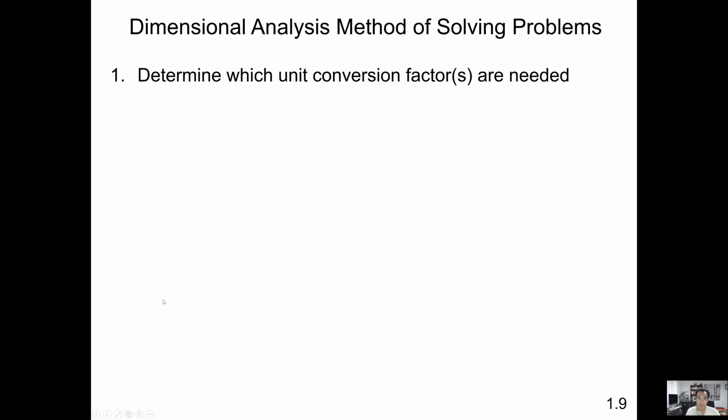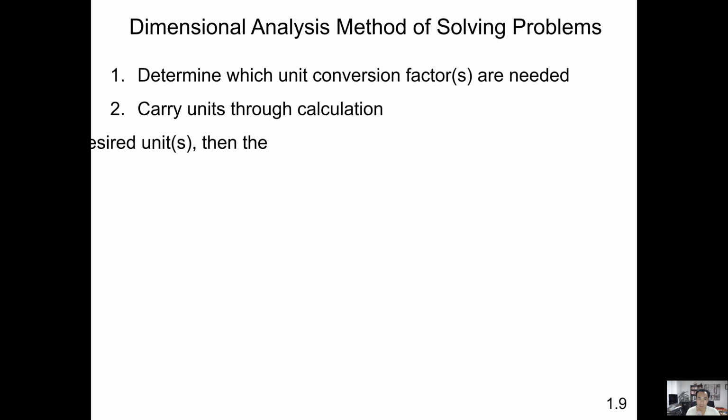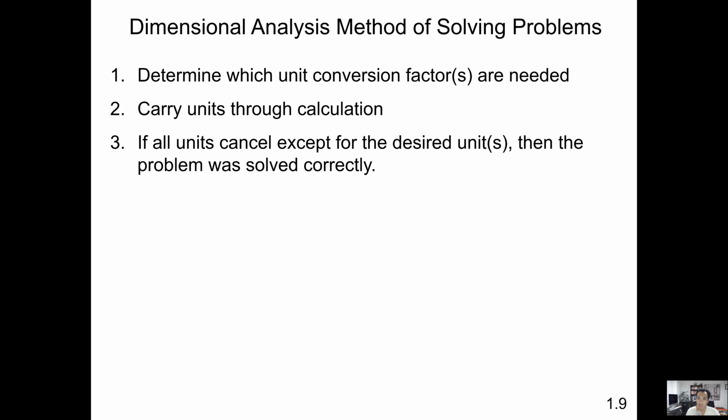gram conversions and whatnot. So first you have to determine what the unit conversion is when you're trying to do dimensional analysis. So you usually carry all the units throughout the calculation and you begin to cross those out depending on what you have. And then if all the units cancel out except the units you want, then the problem was solved correctly. So let's go ahead and do the first review here.